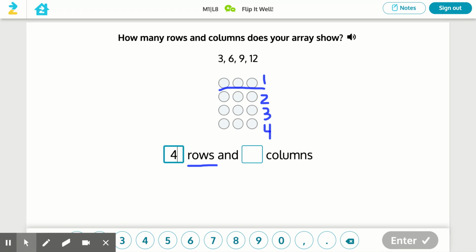Now in your Nearpod, please tell me how many columns you see. Remember, columns go up and down. 1, 2, 3. In this array, there are 3 columns.